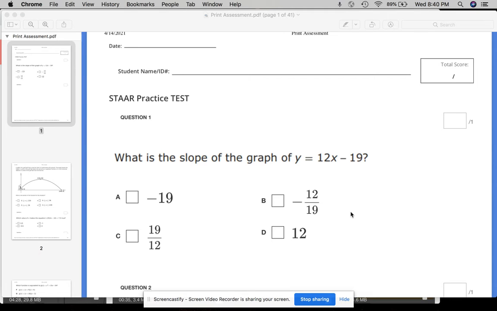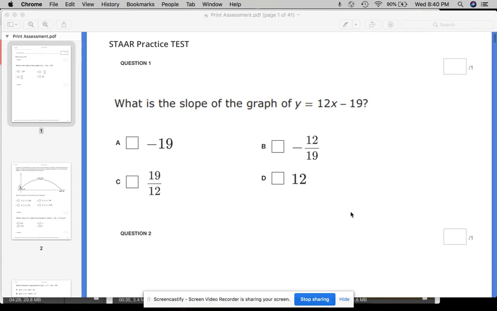This is the oral admin for the STAAR practice test. Question 1. What is the slope of the graph of y equals 12x minus 19?